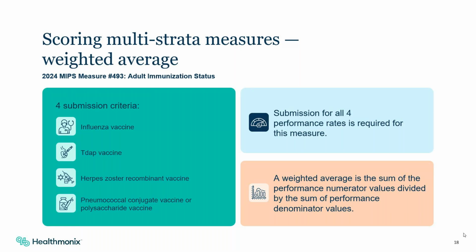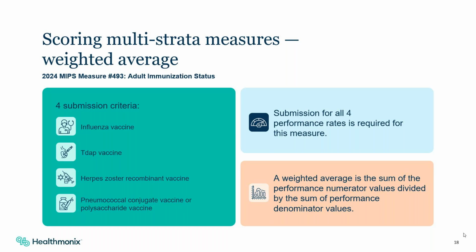This measure looks for 4 different vaccines: the flu vaccine, Tdap, the herpes zoster, and the pneumococcal. Let's start at the top strata, the first one. Patients who are 19 and older are required, we will report on if they've gotten the flu vaccine or the Tdap.